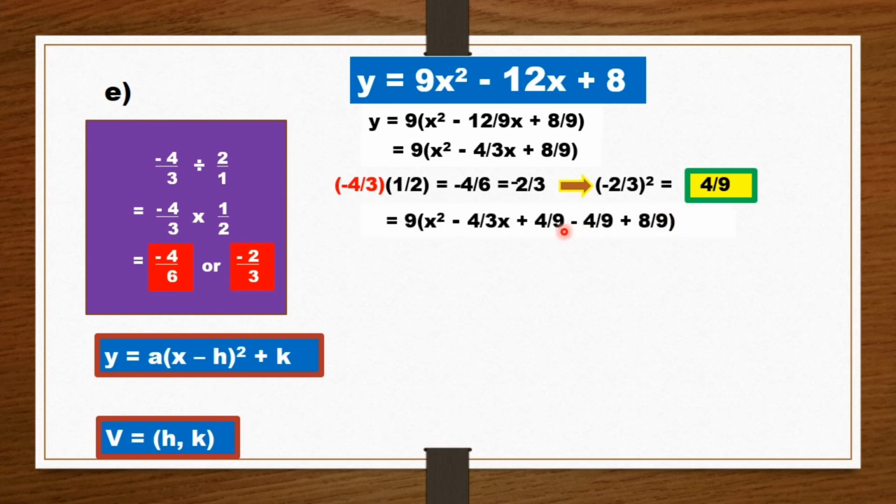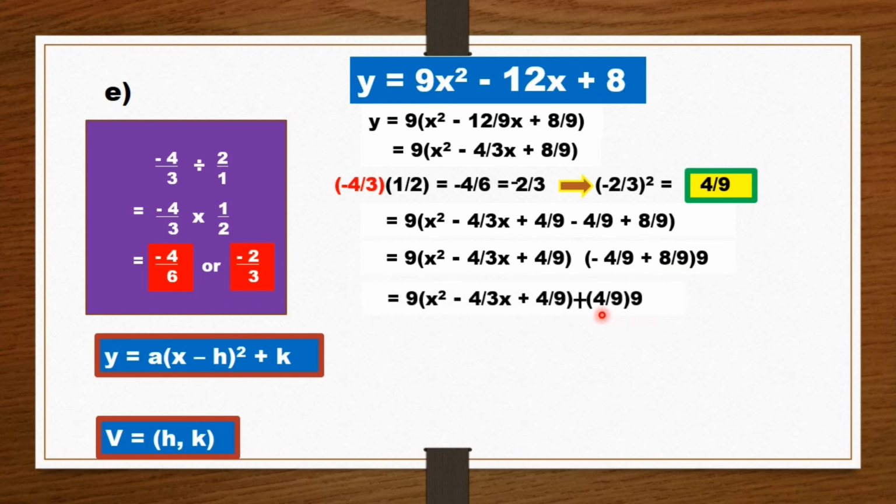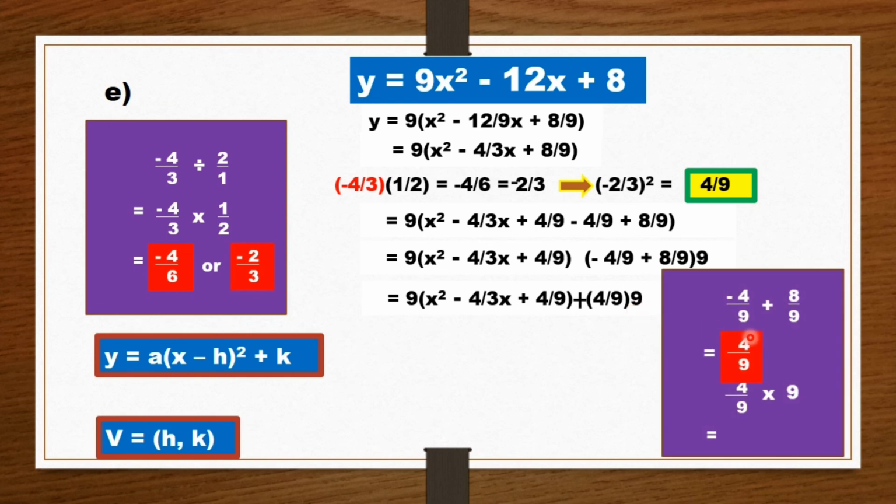Then add and subtract the result after the x term and take the first 3 terms to make a perfect square trinomial and combine the last 2 terms. And don't forget to multiply also by 9 since these 2 terms are included in this equation. So negative 4/9 plus 8/9 is equal to 4/9. Then times 9. So this is the computation.